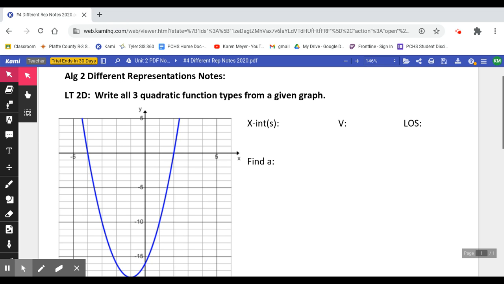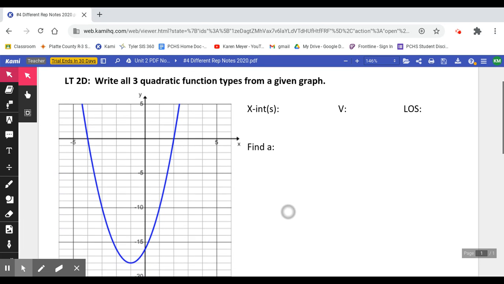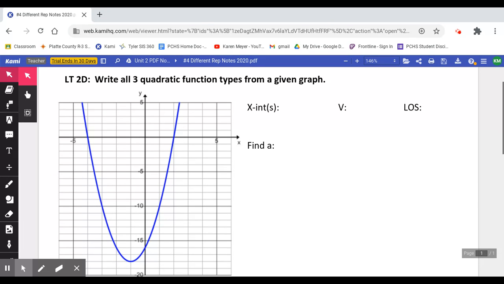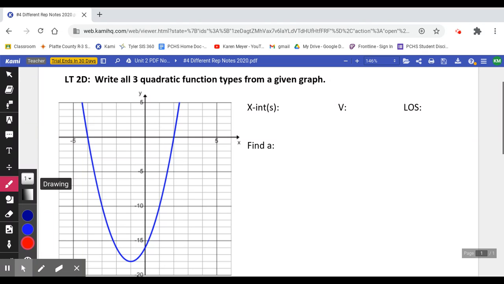In this set of notes, we're going to talk about how to write a quadratic function in all three types from a given picture. So I give you a picture of a quadratic here off to the side, and there are some key things we want to identify on the picture. The first thing I want to identify is the x-intercepts. Where does it cross the x-axis? That's going to be at -4 and at +2.